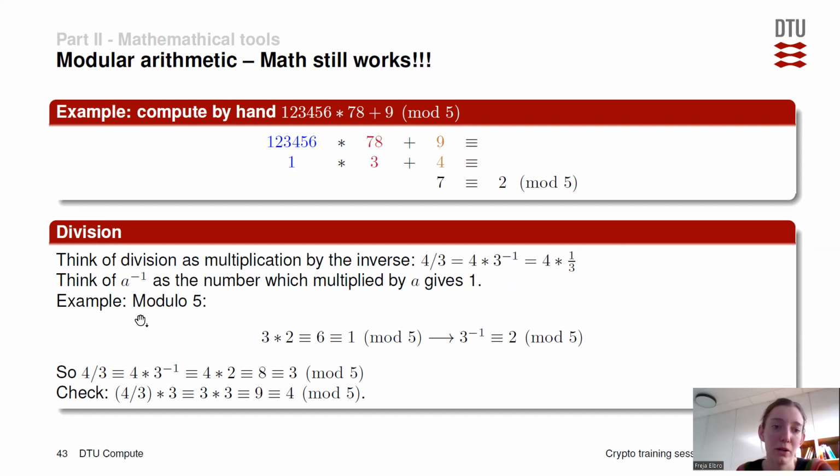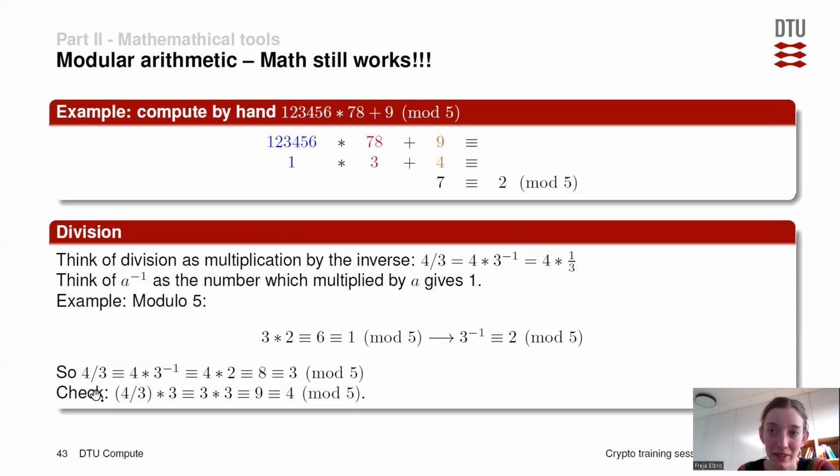For example, if we're working modulo 5, we can see that 3 times 2, well, that's 6, which is 1 modulo 5. And this shows us that 3 and 2 are inverses of each other modulo 5, because if I multiply them together, I get 1. So if I want to work modulo 5 and calculate 4 divided by 3, I should take 4 times the inverse of 3. The inverse of 3 is here 2, and 4 times 2 is 8, and 8 is 3 modulo 5. So 4 divided by 3, calculated modulo 5, is 3.